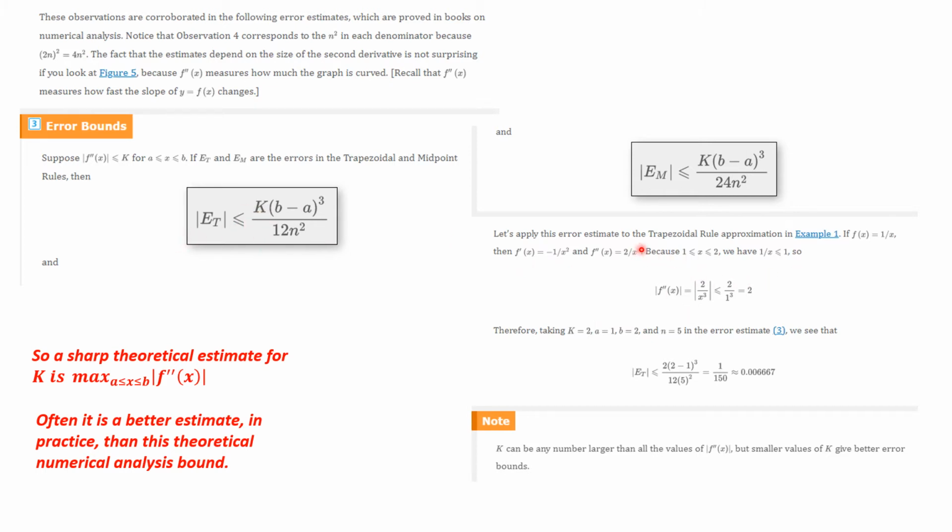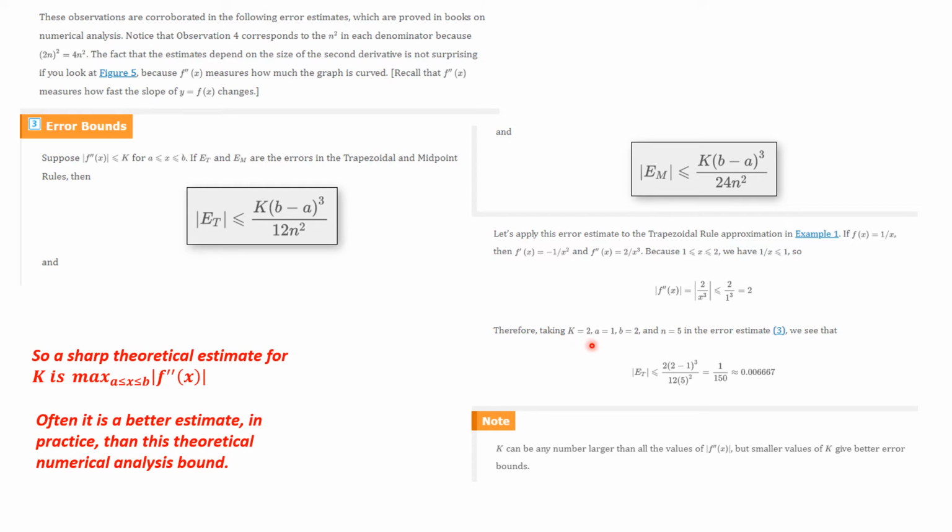So let's apply the error estimates to the trapezoidal rule approximation. If f(x) is 1 over x, which it was in the very last example we did, then the first derivative is minus 1 over x squared, and the second derivative is equal to 2 over x cubed. Now, because x is between 1 and 2, we have 1 over x is less than or equal to 1, so the absolute value of f double prime of x, which is the absolute value of 2 over x cubed, is less than or equal to 2. Think about this and make sure you understand why this is true.